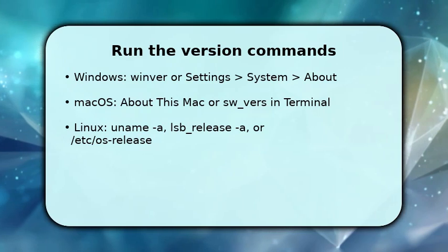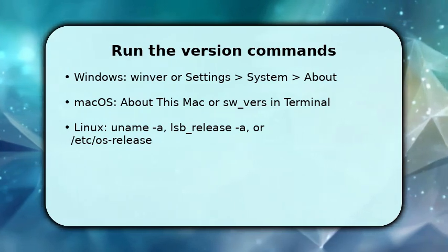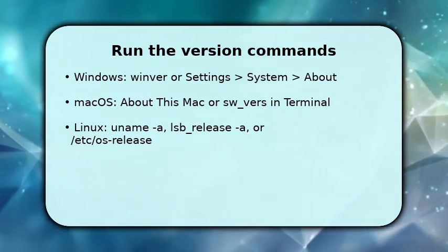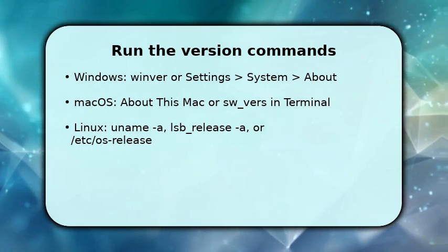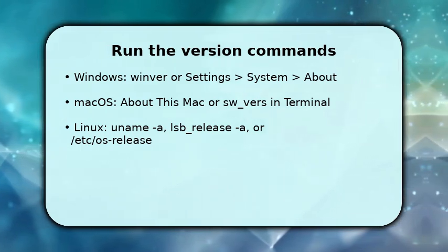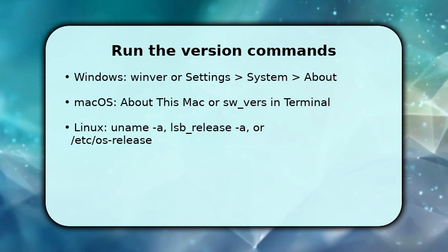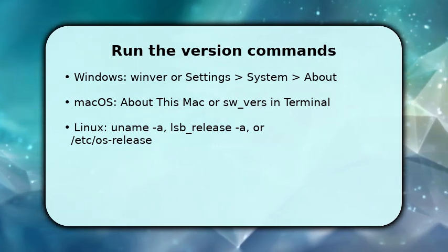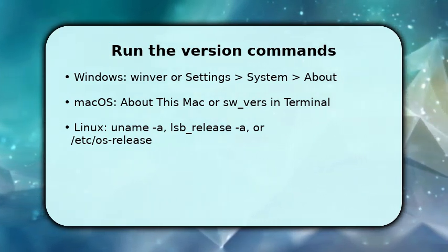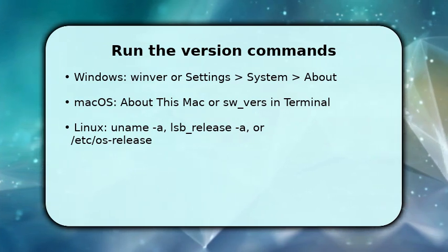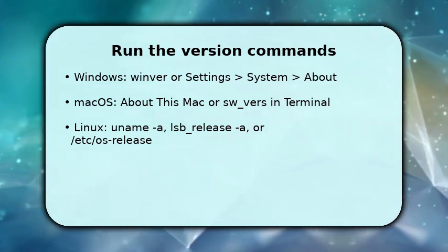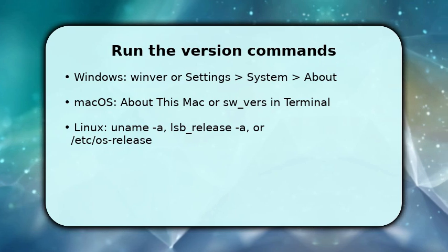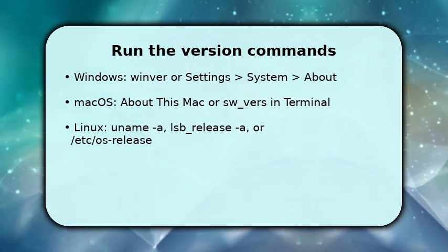Now execute the platform-specific commands and interpret the output. On Windows, run winver or check Settings, System, About to see Build and Edition. On macOS, use About This Mac or sw_vers' product version for precise numbers. On Linux, try uname -r for kernel, lsb_release for distro details, or cat /etc/os-release for ID and version.